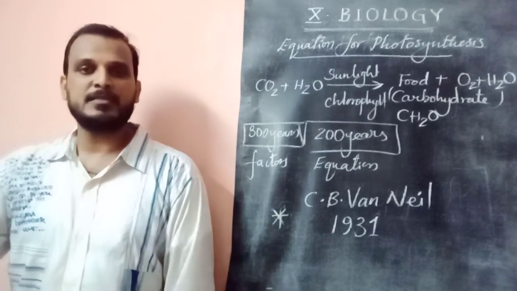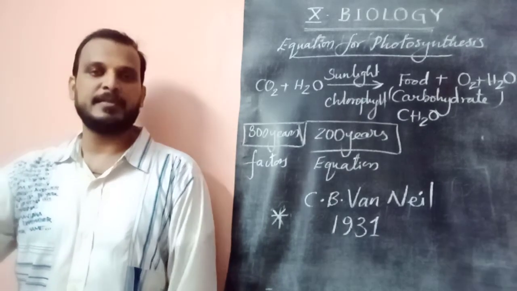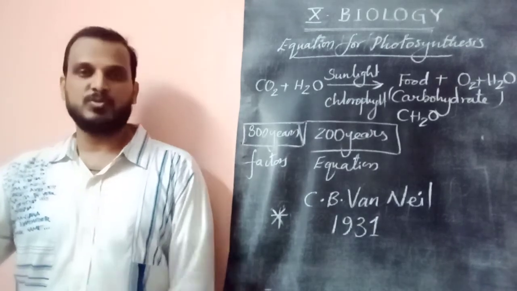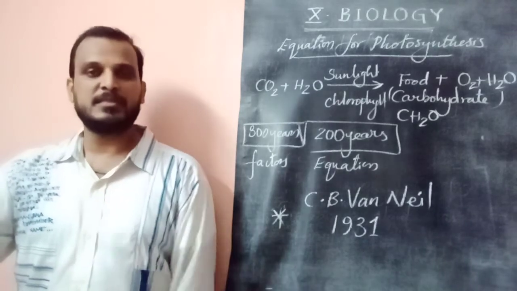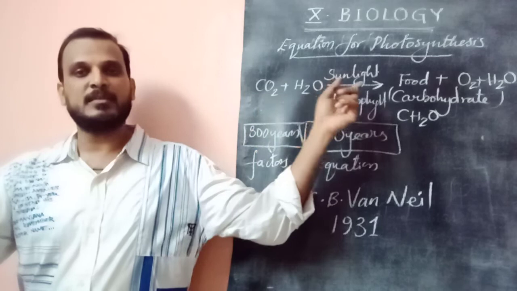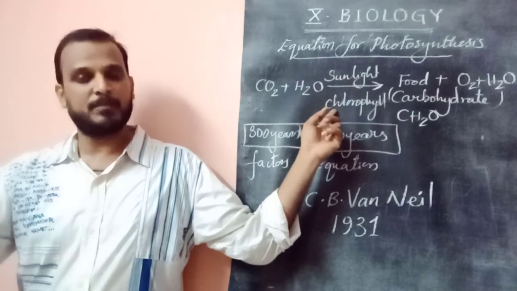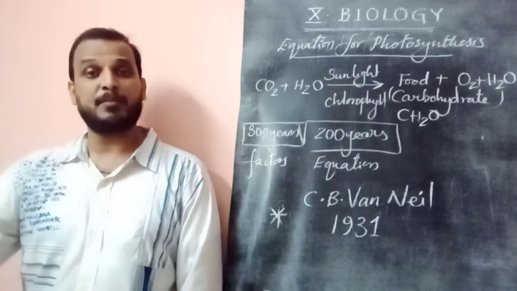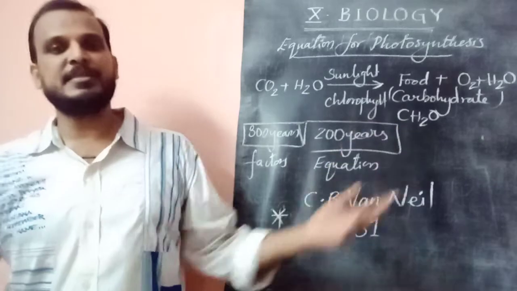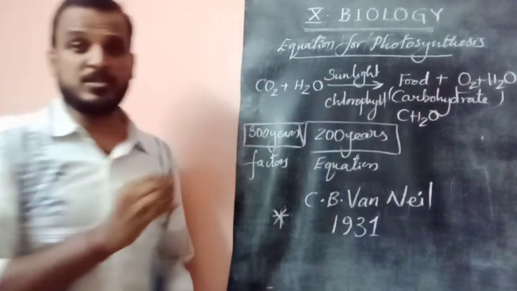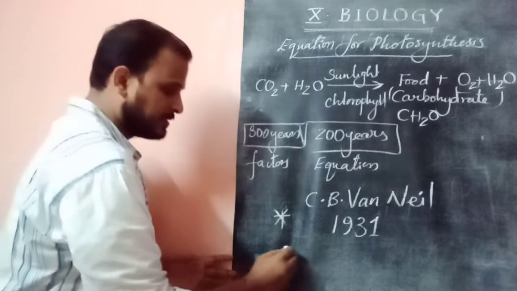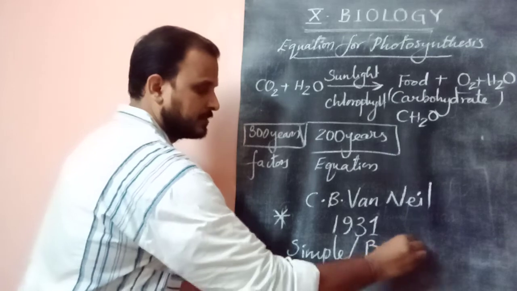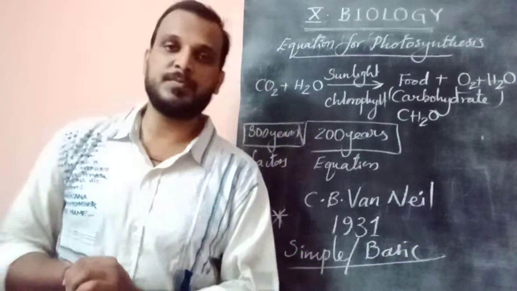The important product is food material. Which type of food material? Carbohydrates. What is the chemical representation of carbohydrate? CH2O. So later the equation is changed as carbon dioxide plus water, in the presence of sunlight and chloroplast and chlorophyll, gives CH2O. What does CH2O mean? Carbohydrate, the important food prepared in the plant. And then additionally oxygen and water. This is called a simple or basic equation of photosynthesis.